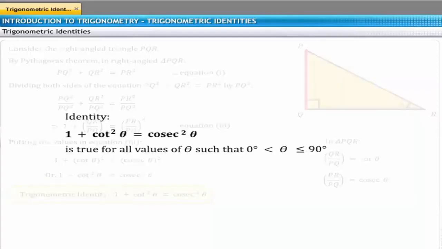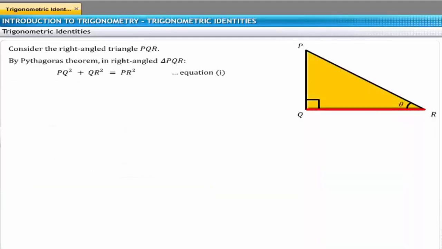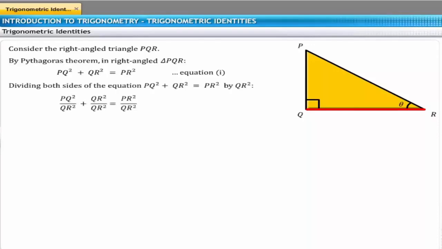From the trigonometric ratios of specific angles, we know that cot 0 and cosec 0 are not defined. Thus, this identity is true for all values of angle theta greater than 0 degrees and less than or equal to 90 degrees. Now, consider side QR, the adjacent side for angle theta. Let us divide both sides of equation 1 by QR square to get equation 4.